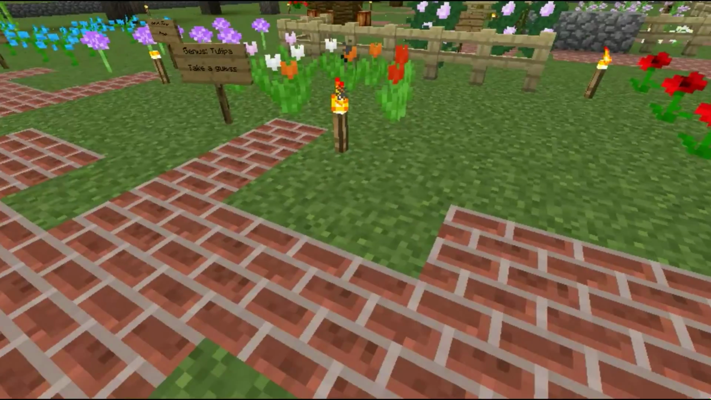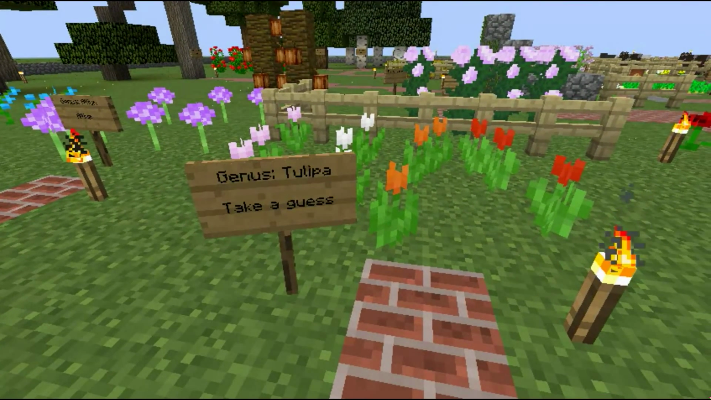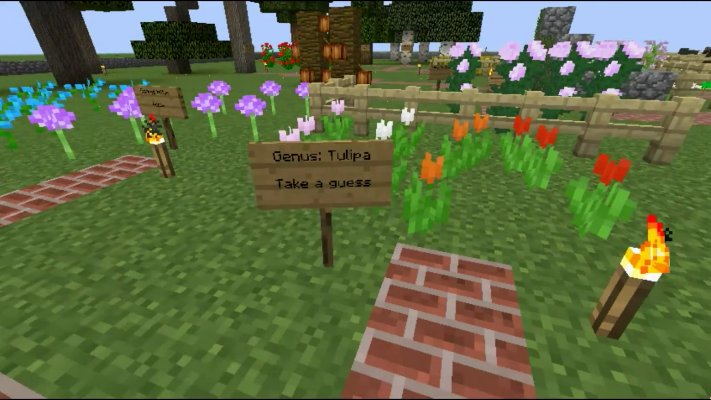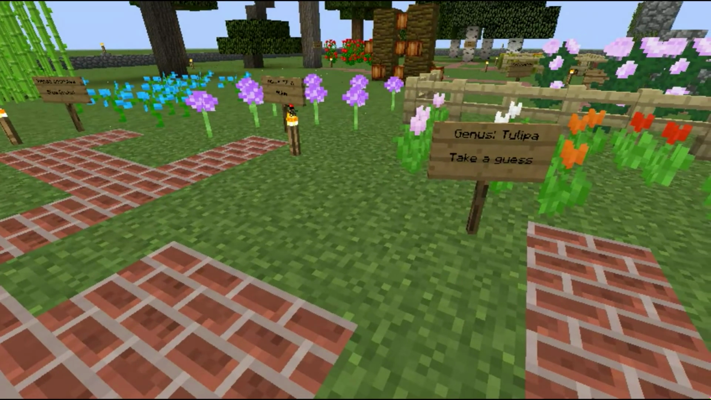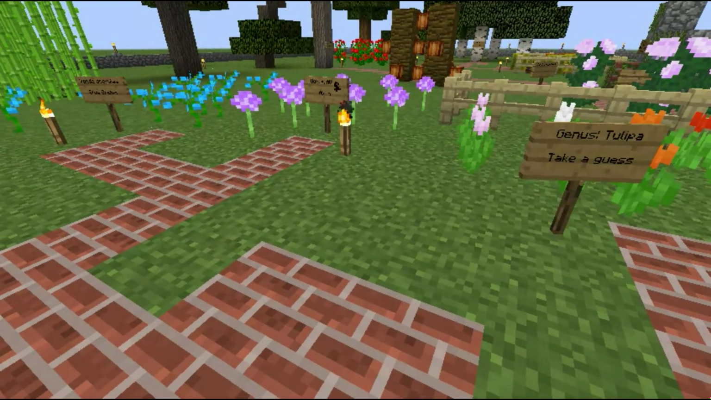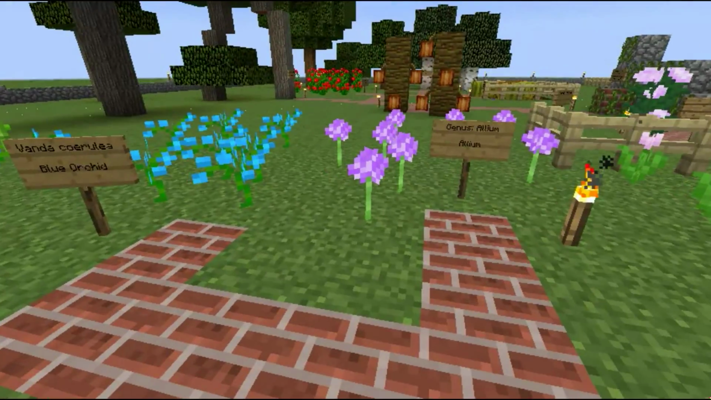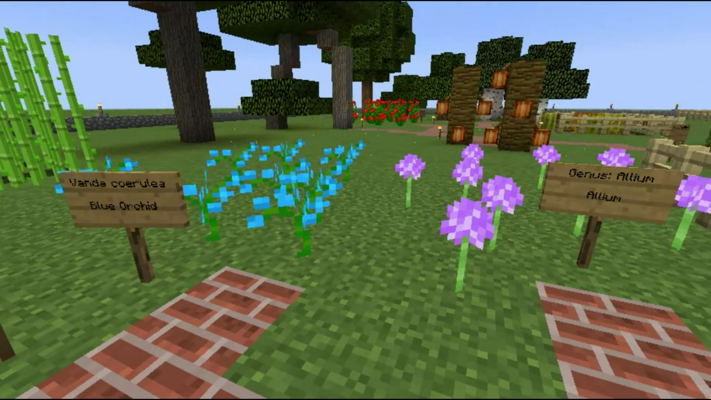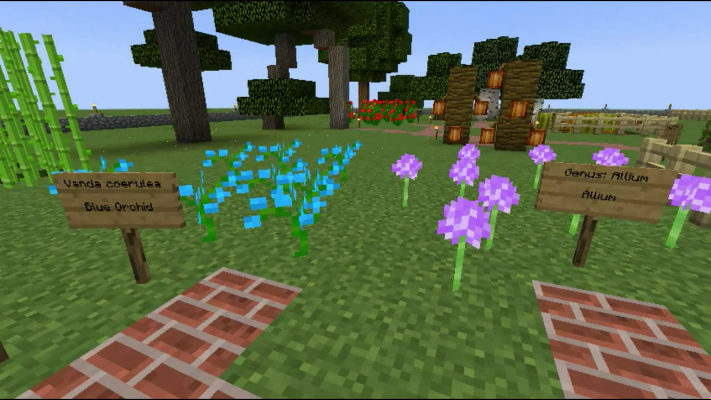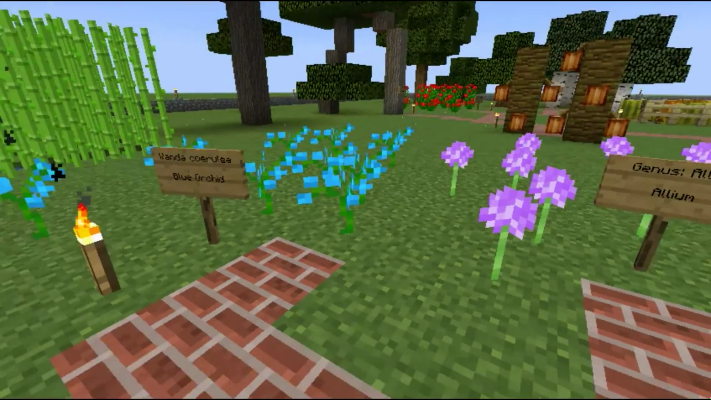So, along here, got the genus Tulipa, and yes, you can take a guess at which genus that represents. I will put spoilers in the description if I remember. Got alliums and blue orchids. Flowers are generally quite well represented in Minecraft because part of the game is decorating your house.